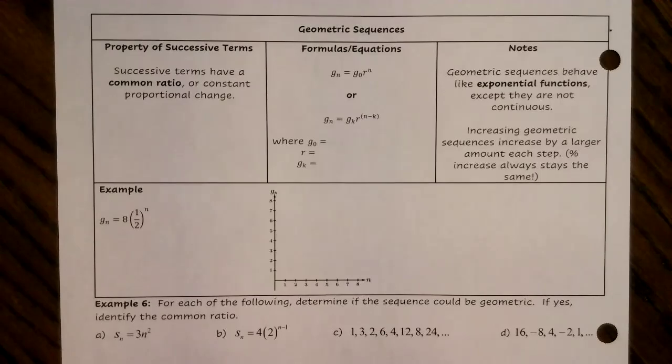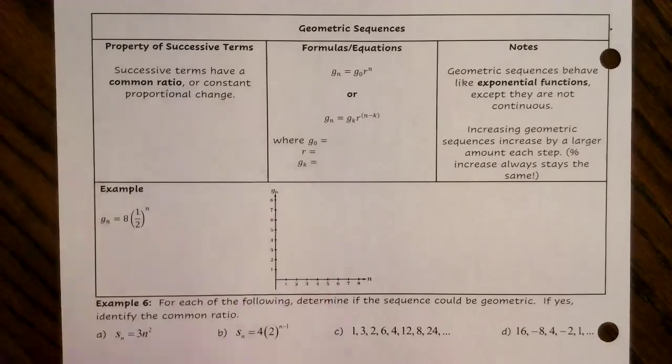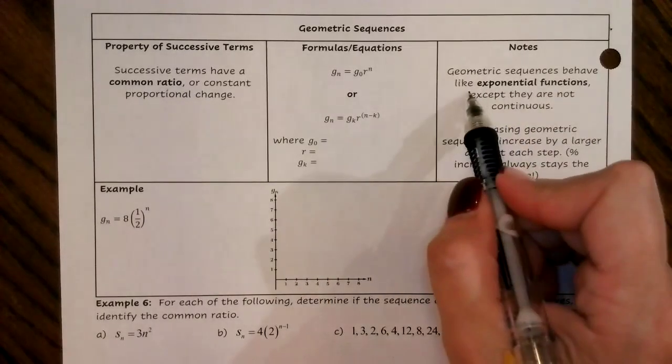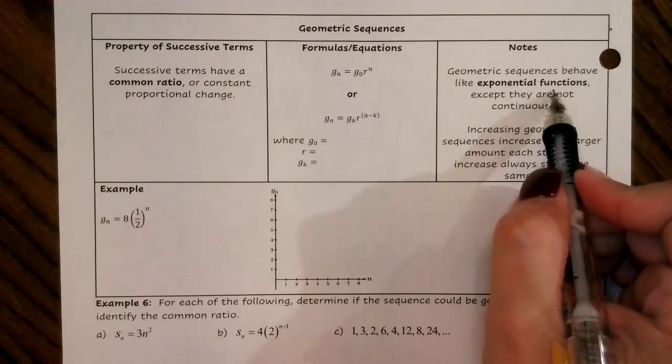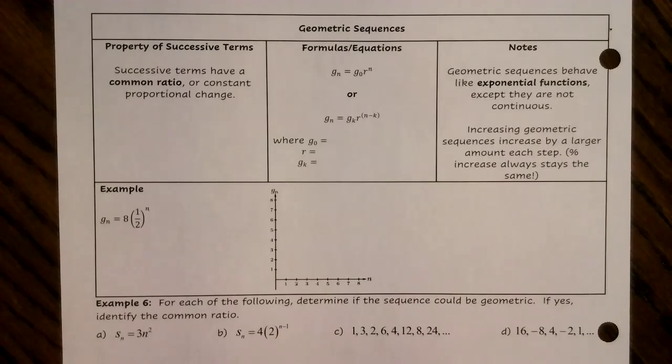All right, hopefully you feel comfortable now with the arithmetic ones, so we'll switch to geometric sequences. And so it tells us that successive terms have a common ratio or constant proportional change. That's the difference between arithmetic and geometric. Arithmetic had the common difference, geometric has the common ratio. Therefore, geometric sequences behave like exponential functions, except they are not continuous again. So our arithmetic behaves like our linear, our geometric are going to behave like exponential ones.